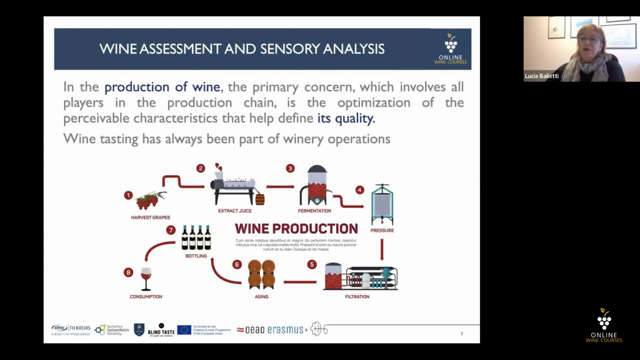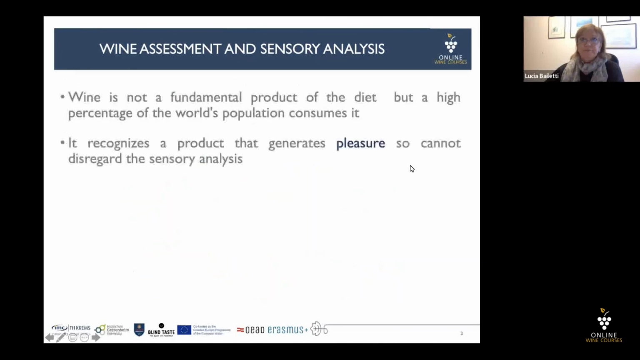In the production of wine, the primary concern involving players in the production chain is the optimization of the perceivable characteristics that help define its quality. So wine testing has always been part of winery operation, from the grapes to the bottle, of course. All parts of the production need to be tested by sensory analysis.